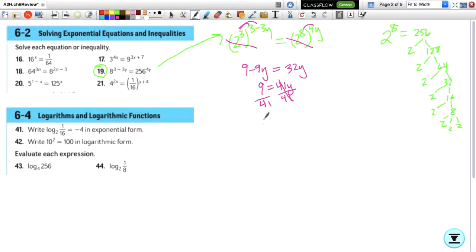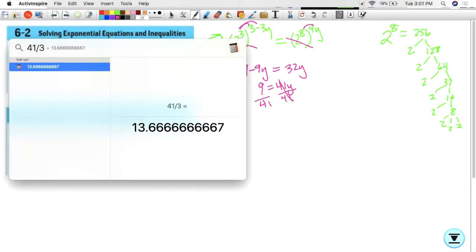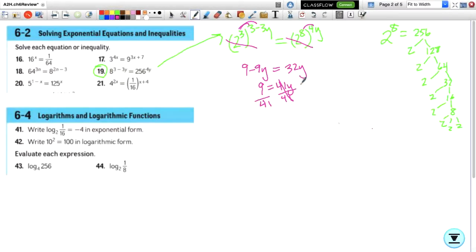9 is only divisible by 3, so I can check really quick on my calculator if 41 is divisible by 3. So 41 divided by 3. It is not a nice number, so I'm not going to simplify it. That is my answer, 9/41. Okay, and that's how we go about those. We want them to be the same base, so we kind of do the prime factorization of it.